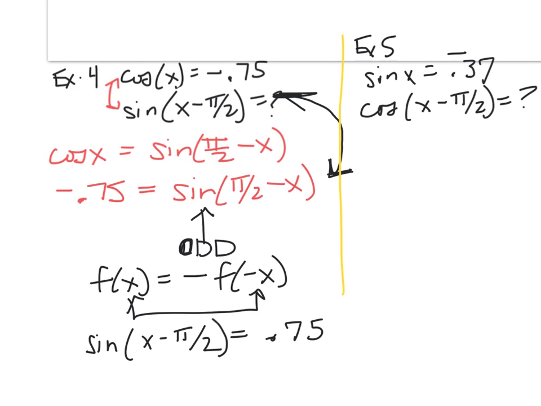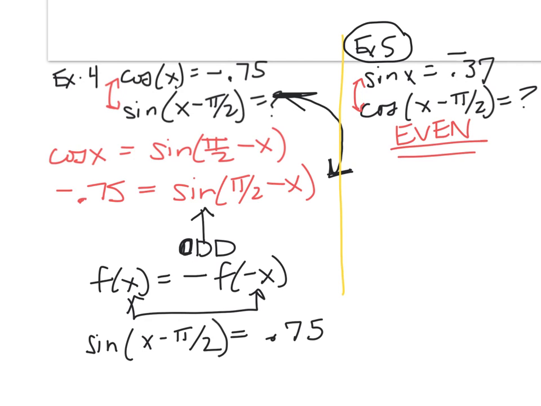Now with example 5, I'm given the sine ratio, which is negative 0.37, and I notice that I'm dealing with the co-function once again. Just this time I'm starting with sine and finishing with cosine. So what you want to ask yourself is just, what is cosine? Is it even or odd? And of course, cosine is an even function. So if I'm dealing with x minus pi over 2, or I'm dealing with pi over 2 minus x, which is its opposite, I will get the exact same output.